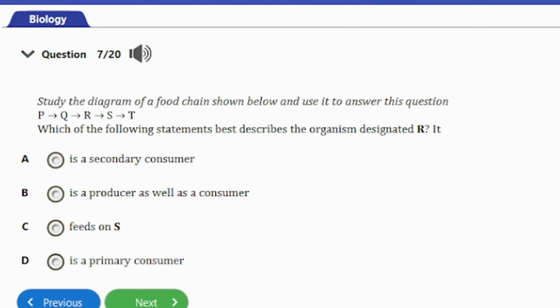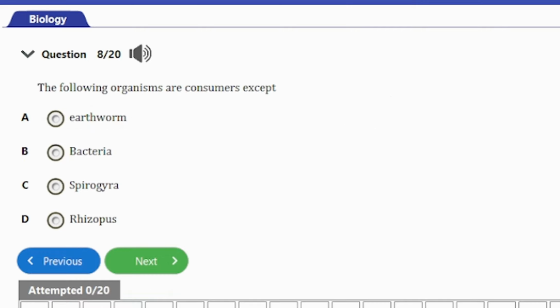The answer to this question is option A. It is a secondary consumer because it feeds on Q. Q is a primary consumer that feeds on P, and P is the producer in this diagram. So R is a secondary consumer. That's it for that question. Let's consider the next question, question number 8.